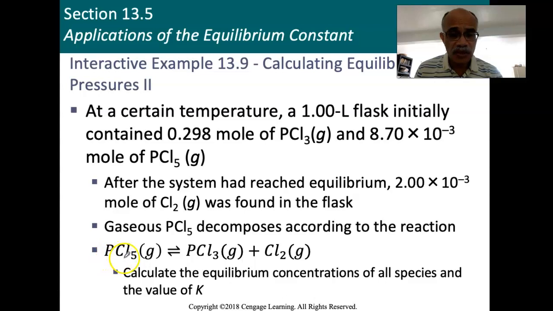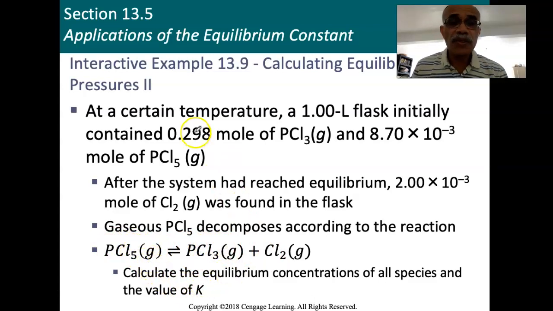Phosphorus pentachloride to give you phosphorus trichloride and chlorine gas. Now that's a balanced equation, as you can see. And you can write the equilibrium constant, K, which is the concentration of the products divided by the concentration of the reactant, or pressure of the products divided by the pressure of the reactant.